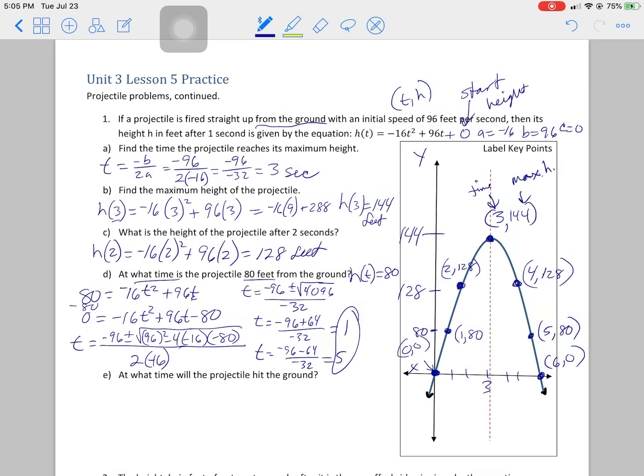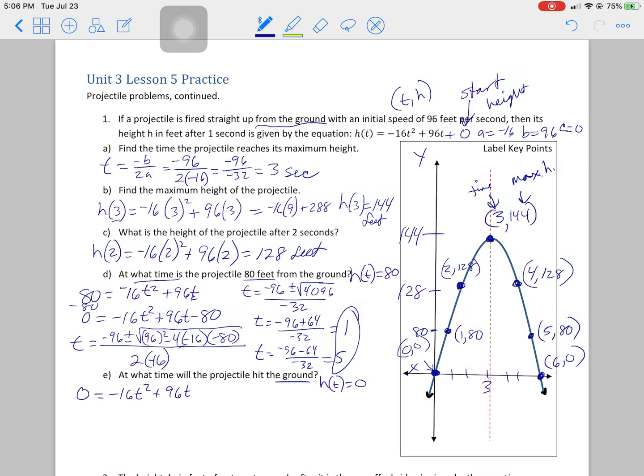Okay. What time will it hit the ground? Well, what time do you expect it to hit the ground? I expect it to hit the ground in 6 seconds because that's what my graph shows me, but let's do the math and prove it. Ground is code for tell me when it hits the ground at 0 height, right? 0 inches. So 0 gets put here. And we're solving for t when that happens.